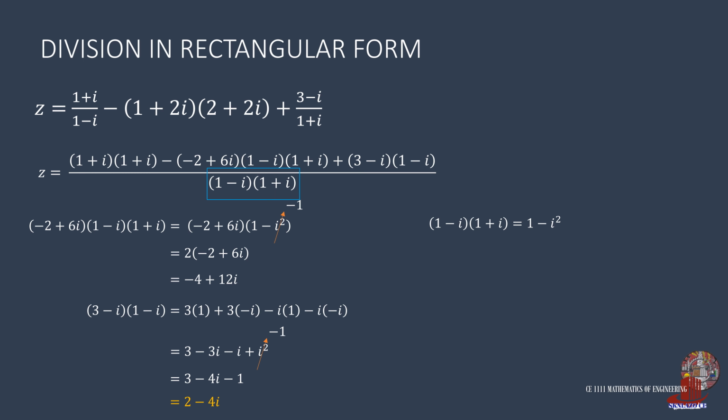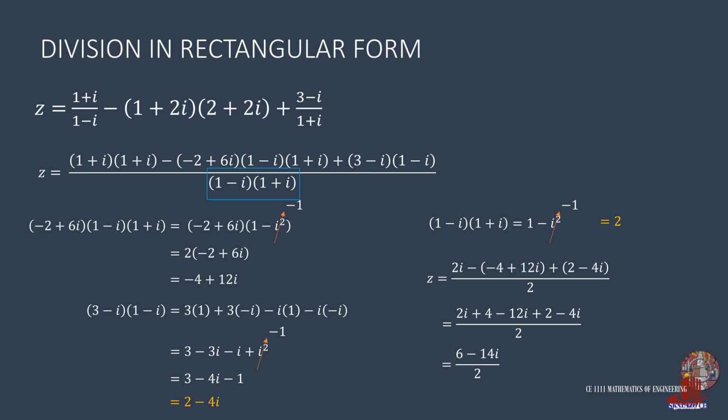The denominator can also be simplified into 2 from difference of two squares, where the second term turns into negative 1. z is then transformed into 2i minus negative 4 plus 12i plus 2 minus 4i all over 2. Distribute signs and get 2i plus 4 minus 12i plus 2 minus 4i all upon 2, and get 6 minus 14i over 2. Factor out 2 and get the final answer for z as 3 minus 7i.